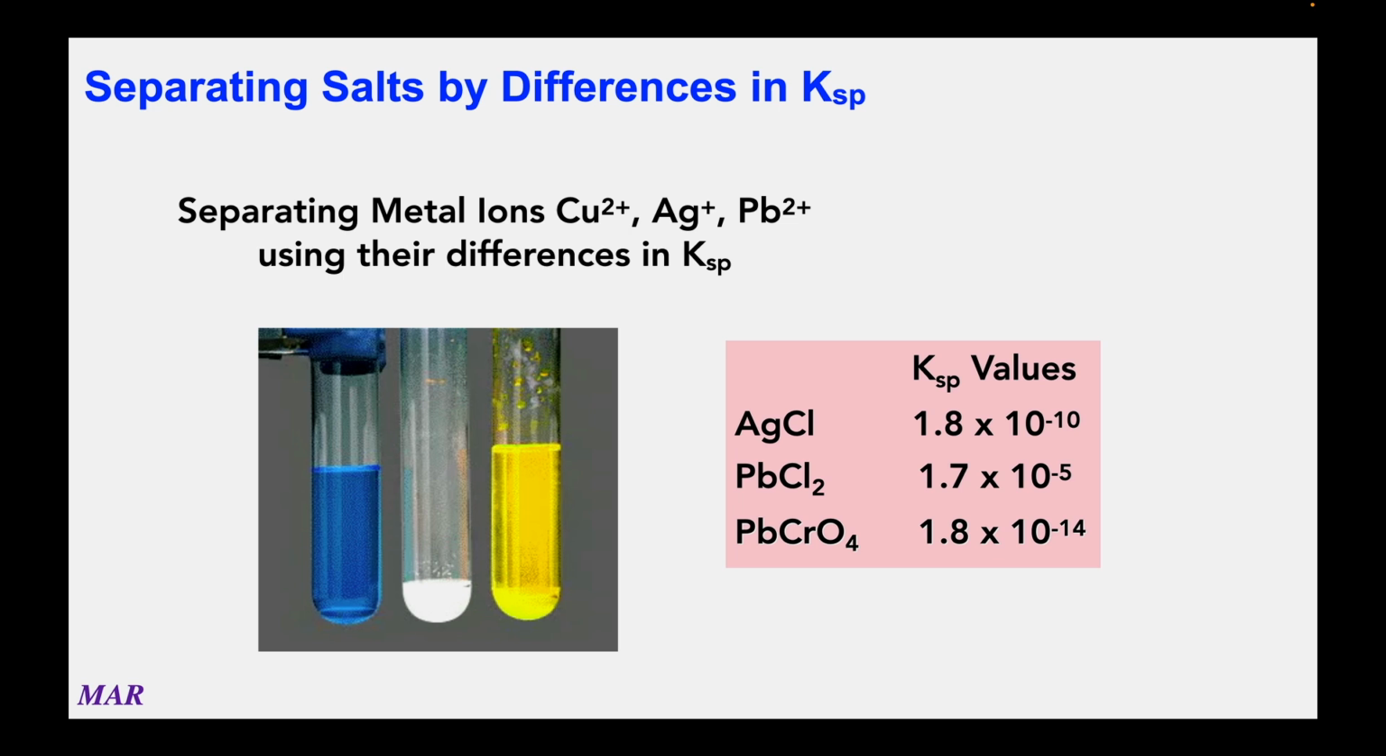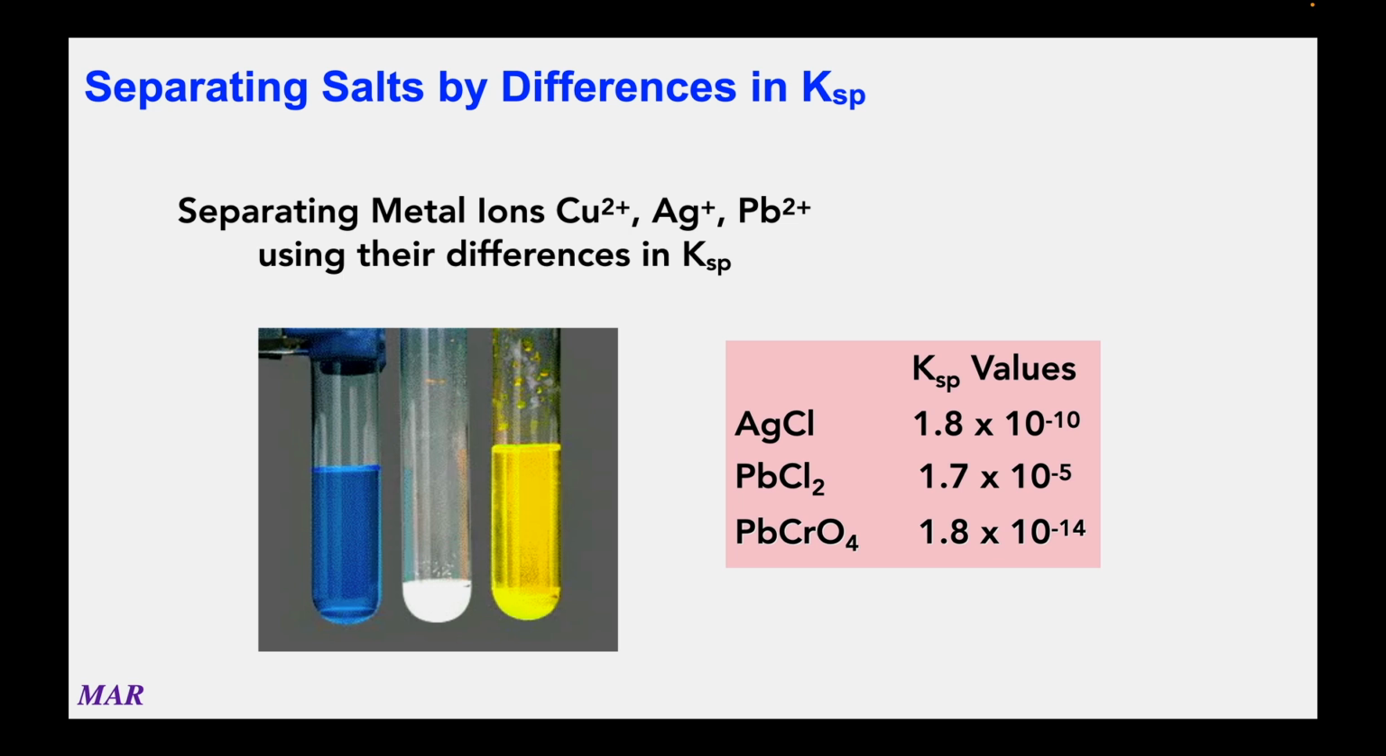This is a pretty cool video. You have a solution which is a mixture of copper 2+, silver plus, and lead 2+. And the goal is to separate and to a point identify that you have those individual metals separated into different test tubes. And it's pretty cool.